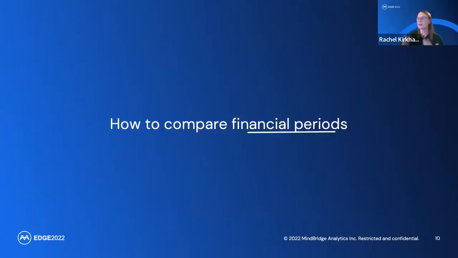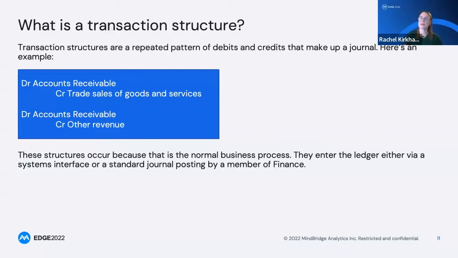So how do we compare financial periods? I've talked about some of the characteristics that you might want to compare. We've got the frequency of transactions, the dollar value of those monetary flows, changes in risk profile, and there are some other characteristics as well. So how do we do this comparison? What's a good way to do this?